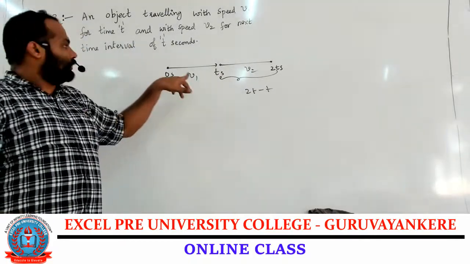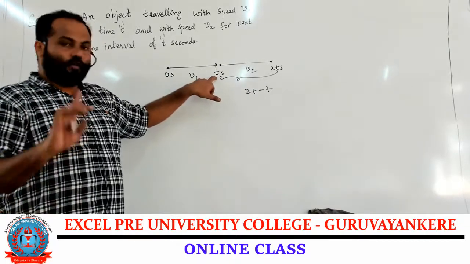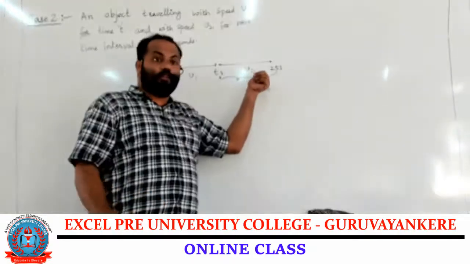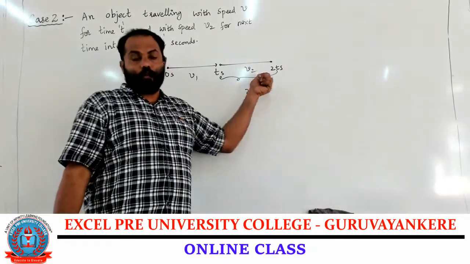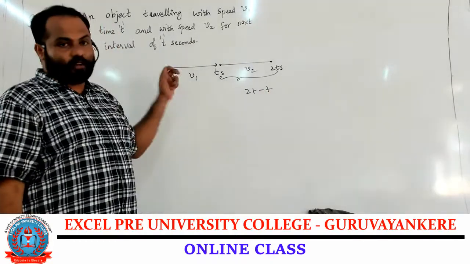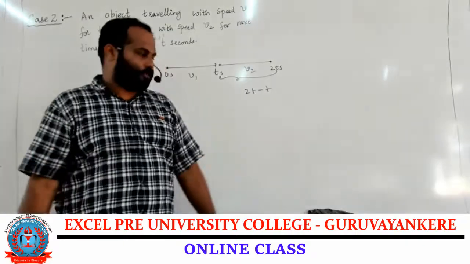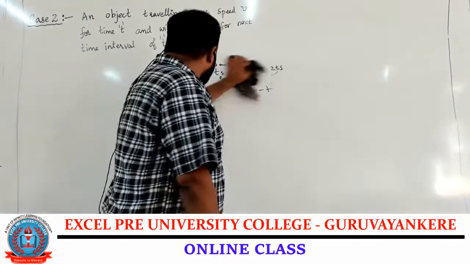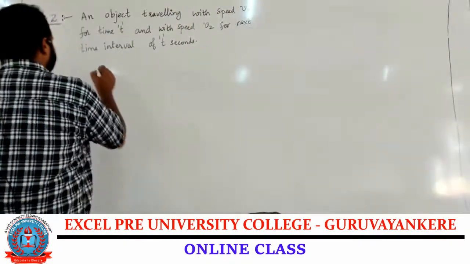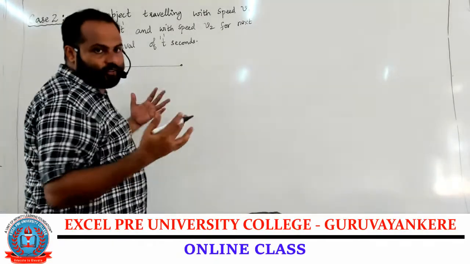Initially it travels with speed v1 up to t seconds. Take t as 1 hour. For the next 1 hour it will travel with the speed v2. Totally 2 hours it has traveled, but for the first 1 hour the speed is v1, and for the next 1 hour the speed is v2. Then what is the average velocity? We have to see. If the speed is more, it will travel more distance, no? On a highway for 1 hour, you can travel 60 kilometers.